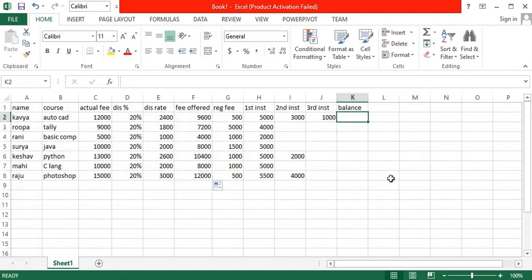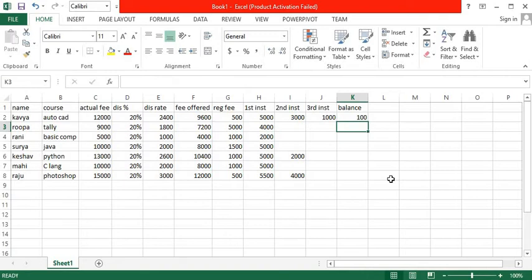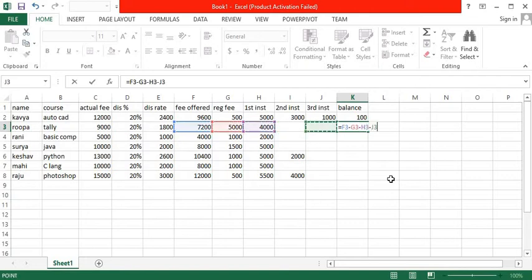Then next one is to find balance. To find balance, the formula is equal to fees offered minus registration fees minus first installment minus second installment minus third installment.